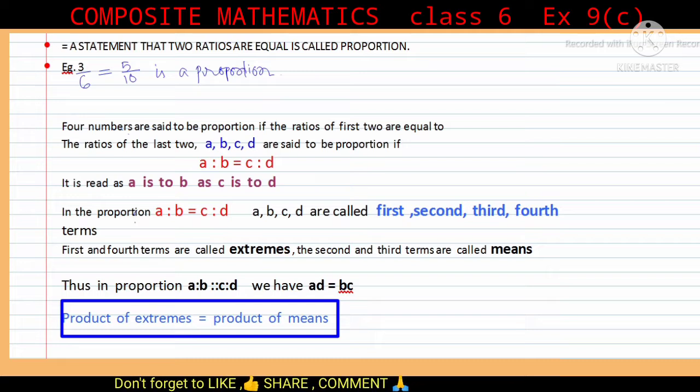Thus, in the proportion a is to b equals c is to d, we have a into d is equal to b into c, or we can say the product of extremes is equal to the product of means. So, this is proportion. Now we are going to solve exercise 9c.